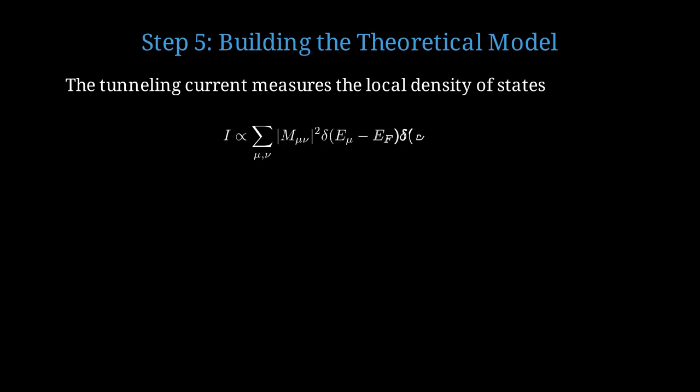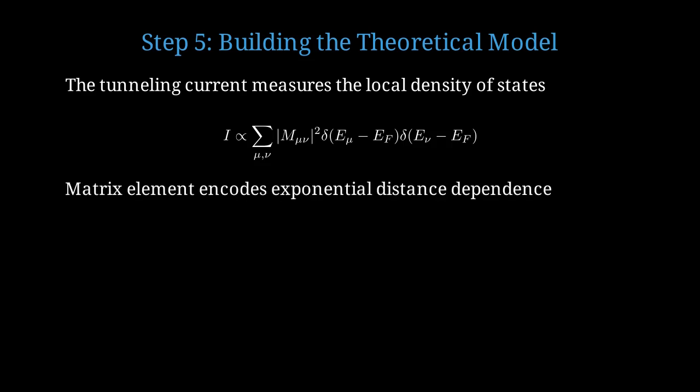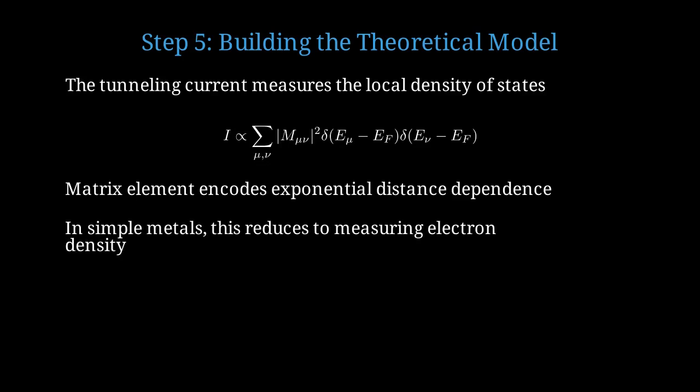The current is proportional to the sum over states mu and nu of the tunneling matrix element, M sub mu nu squared, times delta functions that select states at the Fermi energy. The tunneling matrix element M sub mu nu contains the exponential distance dependence we measured earlier. It describes the wave function overlap between tip and sample states. For simple metals with free electron-like behavior, the local density of states is roughly proportional to the total electron density at the Fermi level. So the STM image approximates a contour of constant electron density.